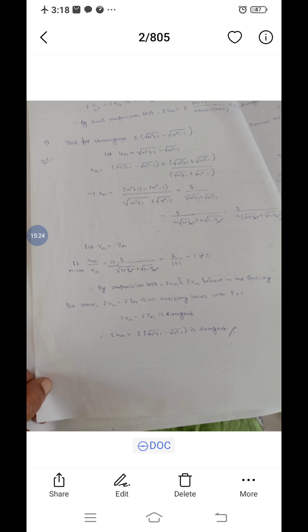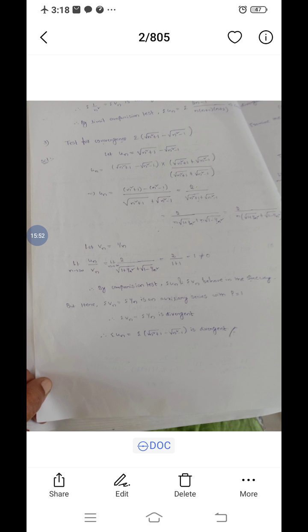Okay, so here the numerator is in the form of a minus b into a plus b, so you will get a square minus b square. After the simplification you will get 2 by square root of n square plus 1 plus square root of n square minus 1. Now in the denominator we are taking n square as common. Then it will be 2 by n into square root of 1 plus 1 by n square plus square root of 1 minus 1 by n square.